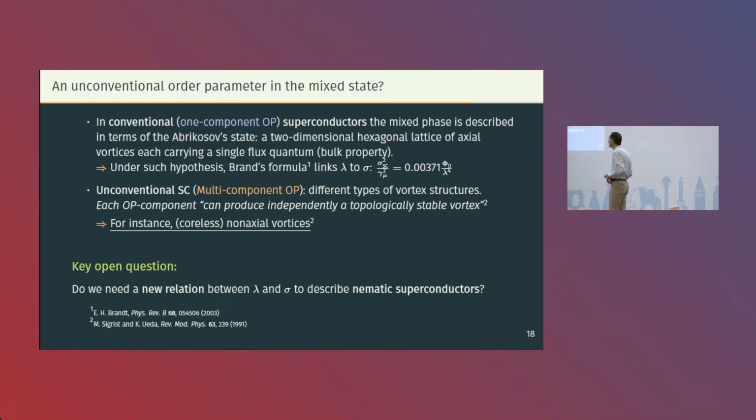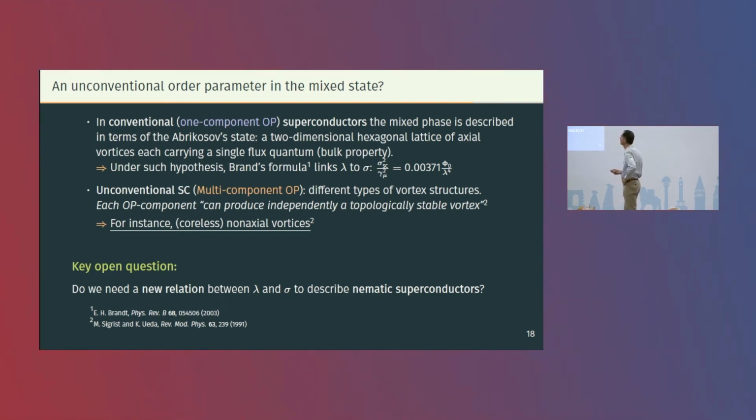And then this paper tells us clearly we are allowed to have multi-component order parameter, which means different types of vortices can coexist. I'm not a theorist. If you wish to read it, it's very, very nice. It shows you all the possibilities. So symmetry is lowered, therefore everything is allowed, basically.